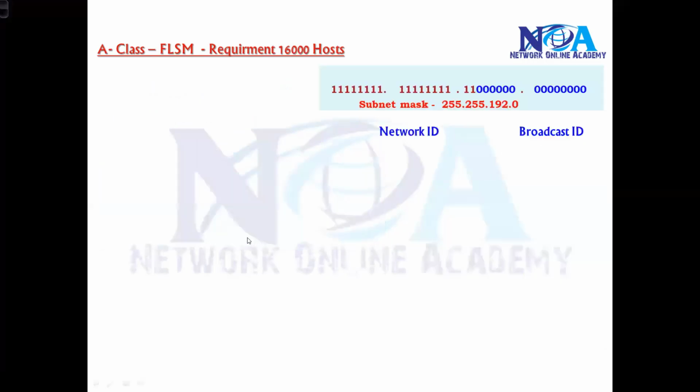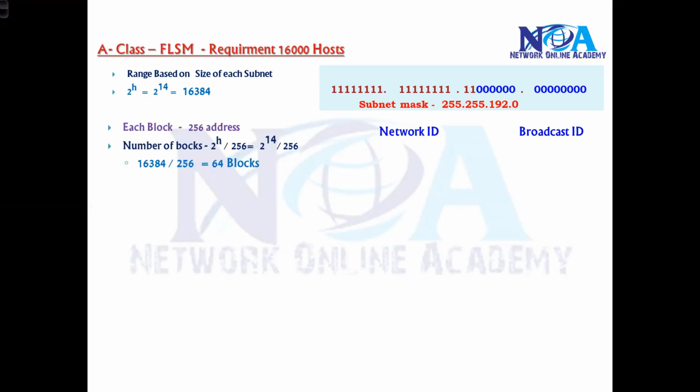Now the next thing is writing the range. Writing the range is completely based on the size of the network. In our case, the size of the network is 16,384. So if we are calculating based on the blocks, because if I go and write each and every number, it's very difficult. So I go based on the blocks. Each block contains 256 addresses. So 16,384 divided by 256: in 1,000 we get 4, in 16,000 means 16 into 4, 64 blocks. So we get 64 blocks of addresses.